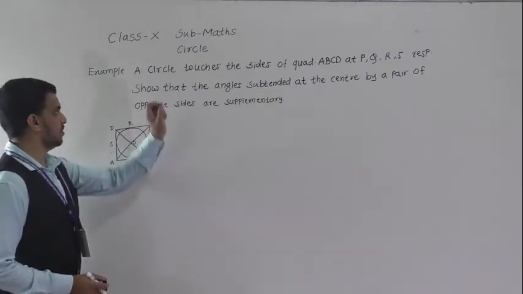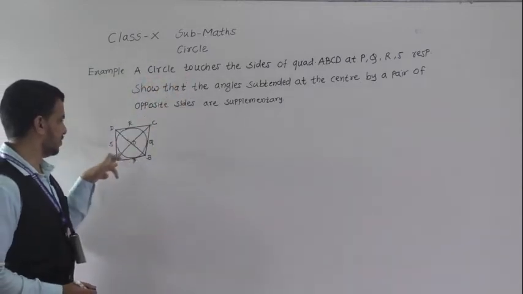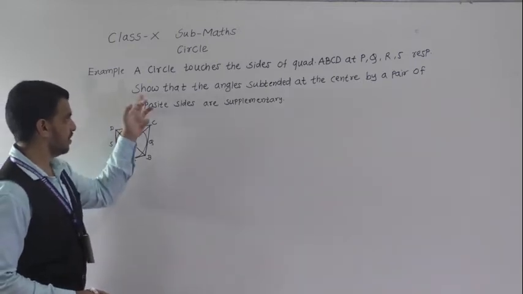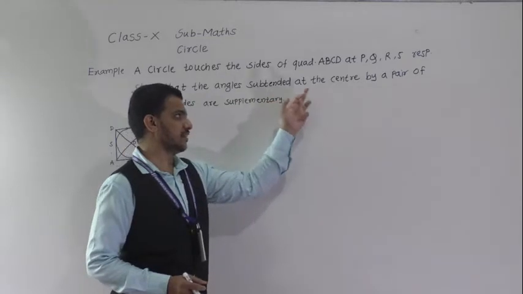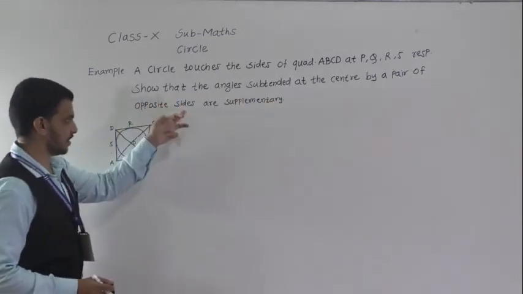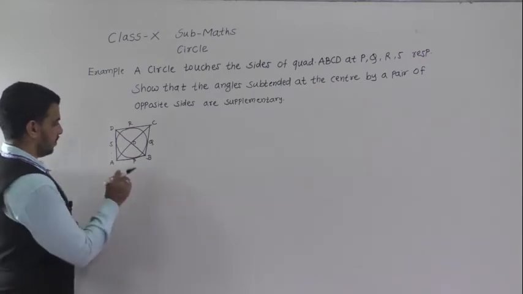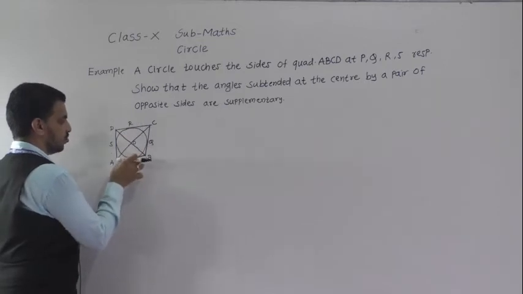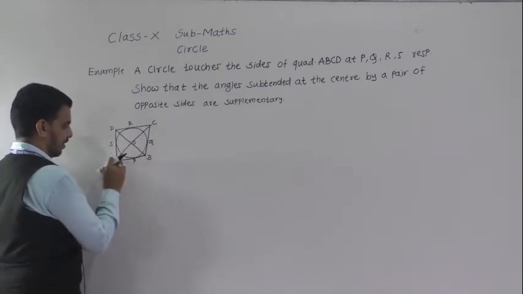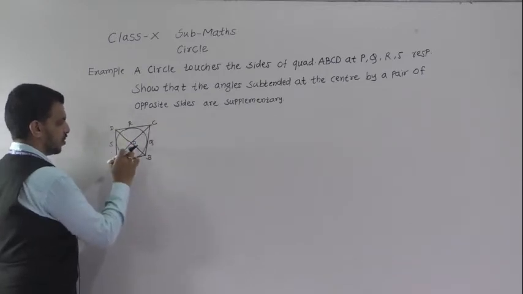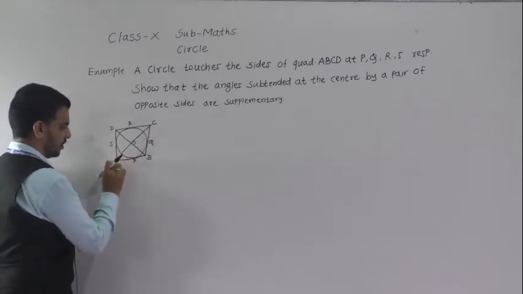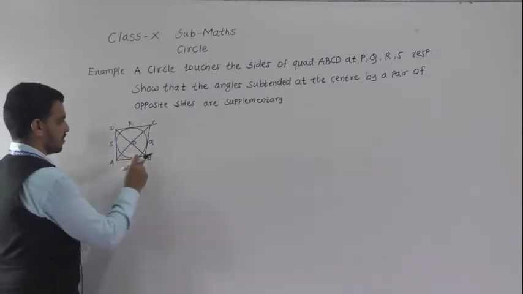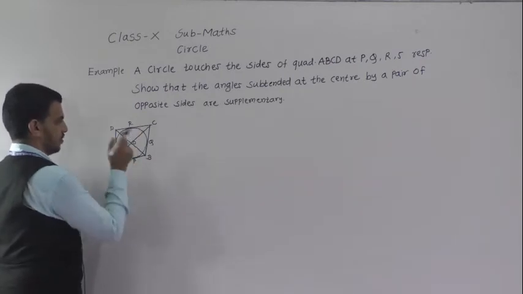Okay, next example is a circle touches the sides of quadrilateral ABCD at P, Q, R and S respectively. Show that the angles subtended at the center by a pair of opposite sides are supplementary. Okay, means here if AB and CD are opposite sides of quadrilateral ABCD, then these two sides subtend angle, that is angle AOB and COD, these two angles are supplementary. Okay, means we have to show that sum of angle AOB and COD is a 180 degree. Similarly, sum of angle BOC and AOD, that is also 180 degree.